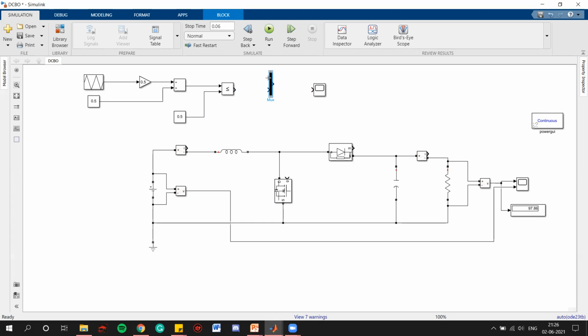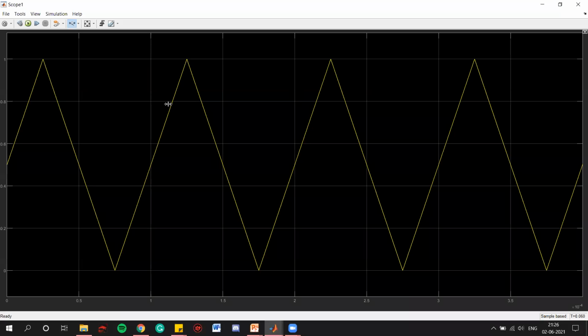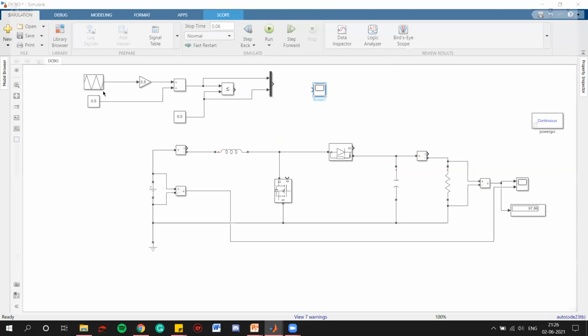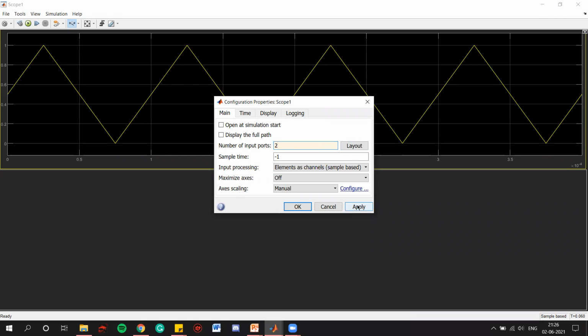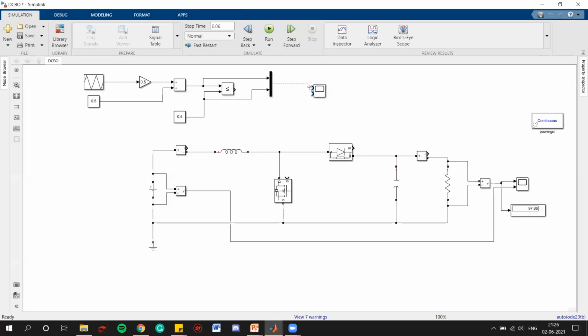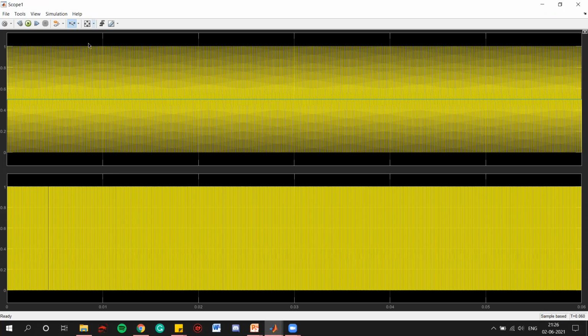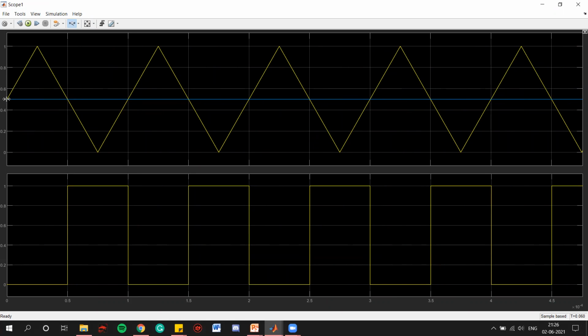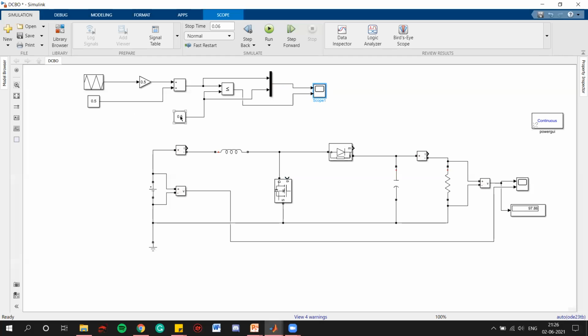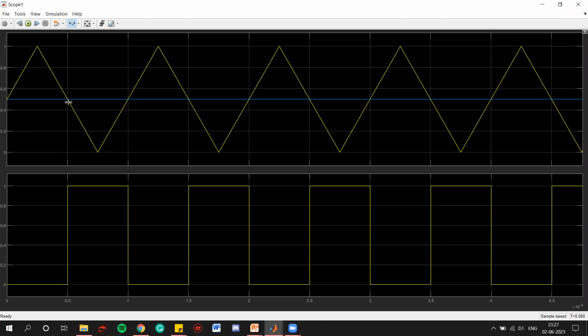So what we need to see, we are combining our triangular wave as well as our constant wave, and here what we will do, we will have the layout of 2. On the first one, we will see the comparison, and the second one, we will see the actual gate pulses. So let's see. So here, as we can see, see, it will start from 0, it will go till 1, and now we have this constant, which is 0.5. So now this is comparing the whole thing, right?